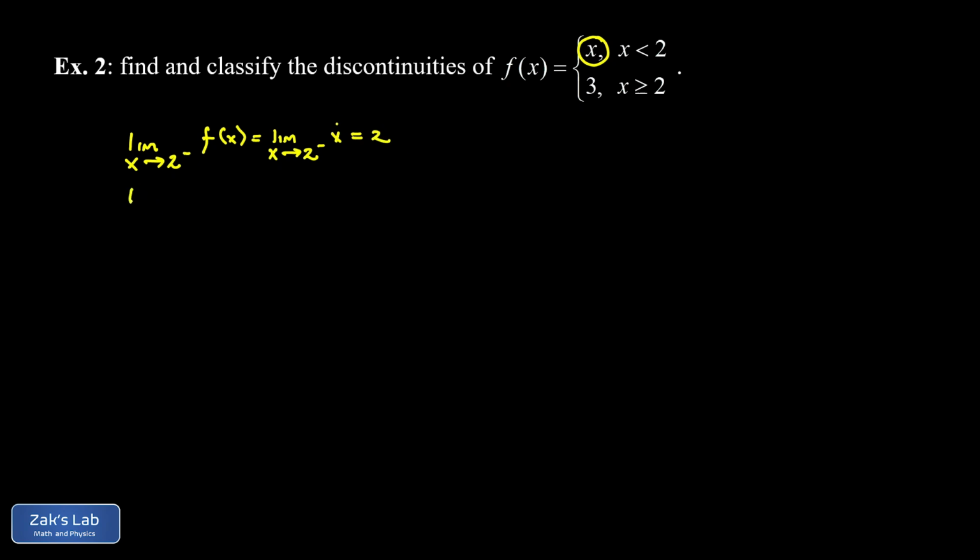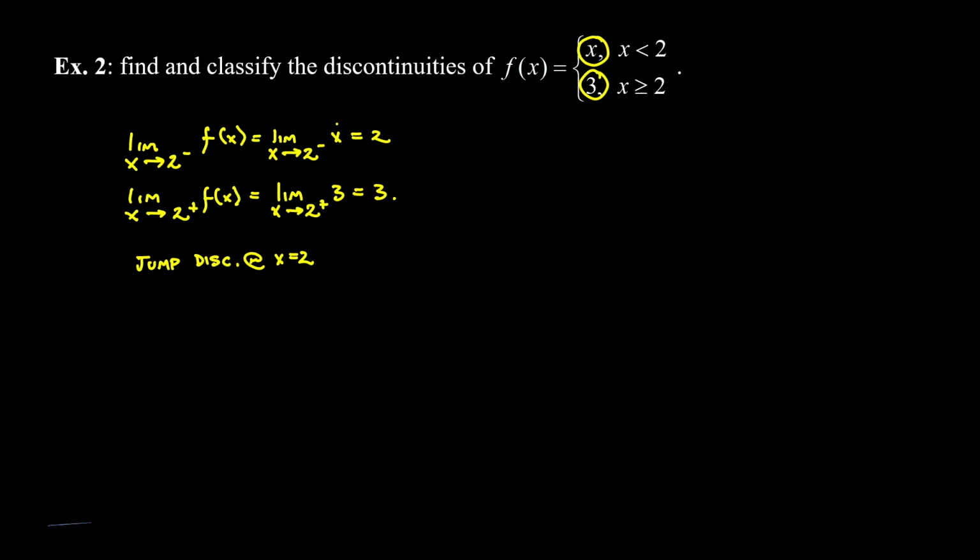Now when we investigate the right-hand limit, we take the limit as x goes to 2 from the right. Well, now x is bigger than 2, and that means we're going to be on this branch of the function where f of x is equal to 3. And of course, the limit of a constant is just that constant. So what we've discovered here is that the left and right limits are disagreeing with each other. And of course, that's going to create a vertical gap in the function. In other words, this is a jump discontinuity. And we can say there's a jump discontinuity at x equals 2.